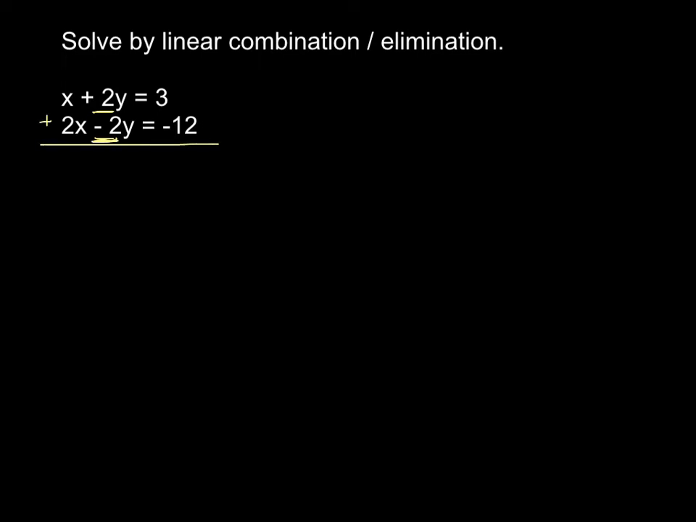You need to add down. So this is like a 1x. 1x add 2x is 3x. Positive 2y and negative 2y become 0y. 3 add -12 is -9. Now if everything goes according to plan, I should end up with either a 0x or a 0y, which is the case here. So I get 3x equals -9, dividing by 3, x equals -3.